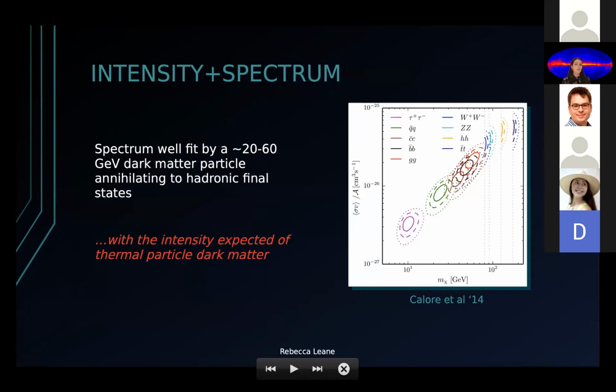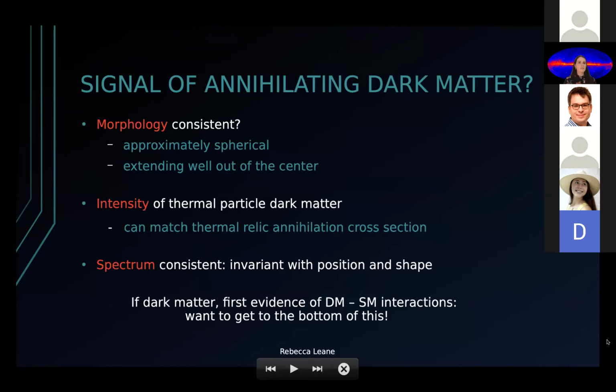In terms of its spectrum, together with this intensity, the spectrum is well fit by a tens of GeV dark matter particle annihilating to hadronic final states. The really interesting thing here, what you see on the right, is for different dark matter masses and different annihilation cross sections, which is the y-axis, you see this is pretty close to the thermal relic cross section. And so for some of these different final states or different topologies, different spectra, you end up getting something pretty much on what you would expect if thermal dark matter is what's giving you this excess. So this seems really exciting.